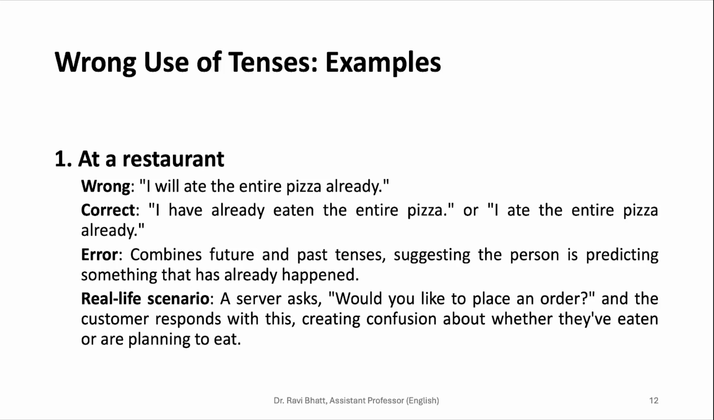Whereas the correct form would be, I have already eaten the entire pizza, or I ate the entire pizza already. So the error is that the wrong sentence combines future and past tenses, suggesting that a person is predicting something that has already happened.